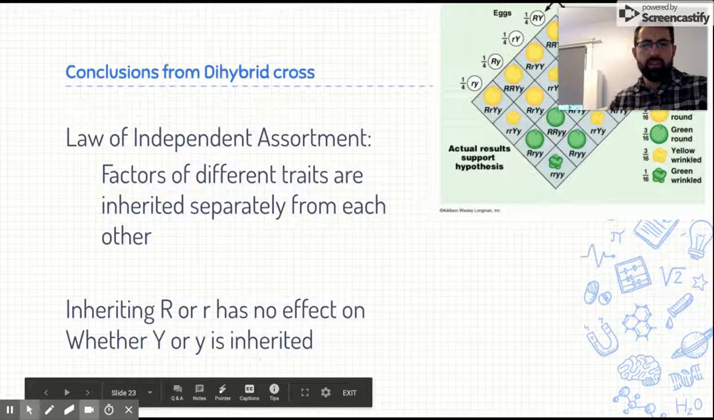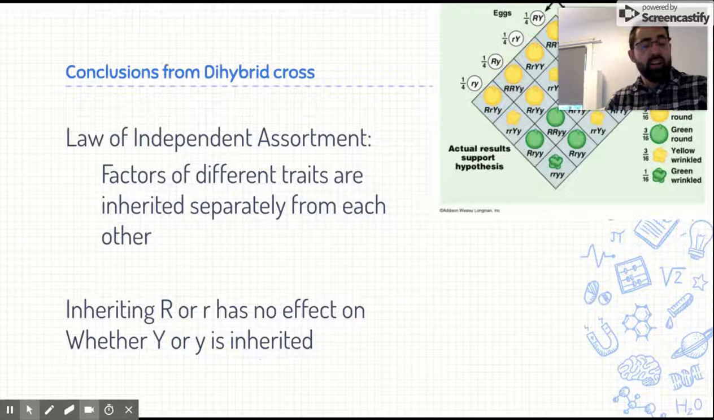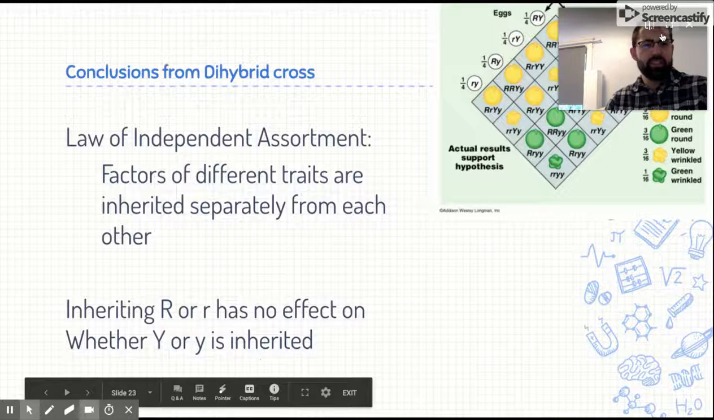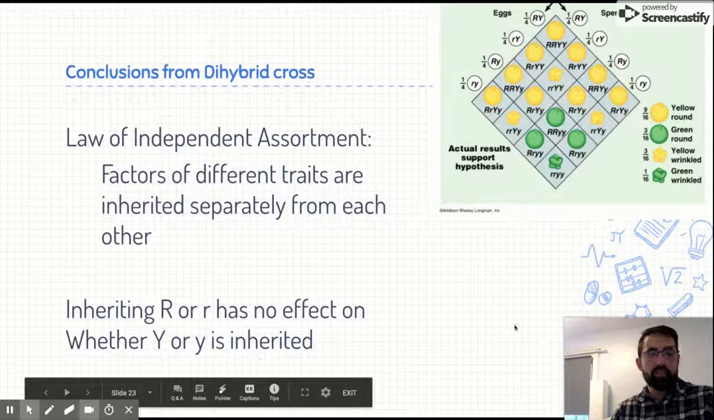All right. So again, inheriting R has no effect on whether big Y or little y is inherited. I think it's a duplicate slide. It bears repeating, this is the law of independent assortment.